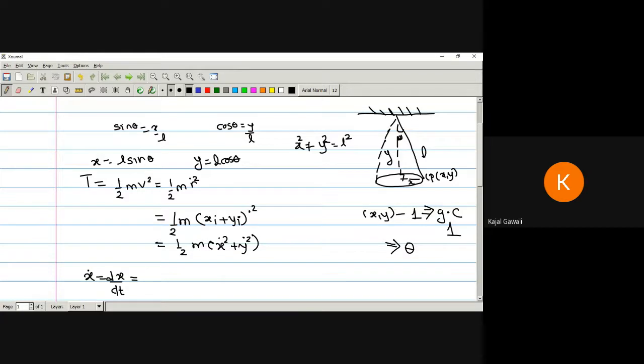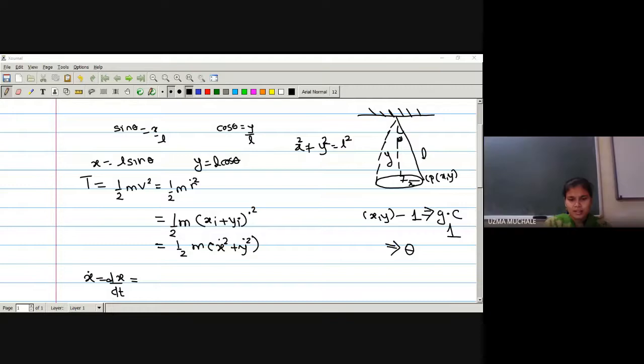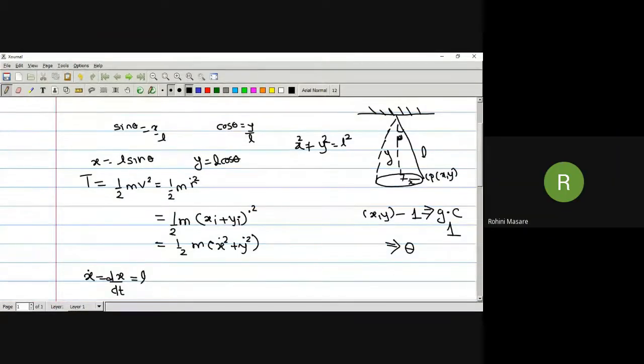L sin theta, madam. I am asking the derivative of x with respect to t. X, dL dt theta. Okay, what is L? Just tell me. L is the length of the pendulum. No need to worry about L, right? So what is remaining? We have to differentiate sine theta. What is the derivative of sine theta?